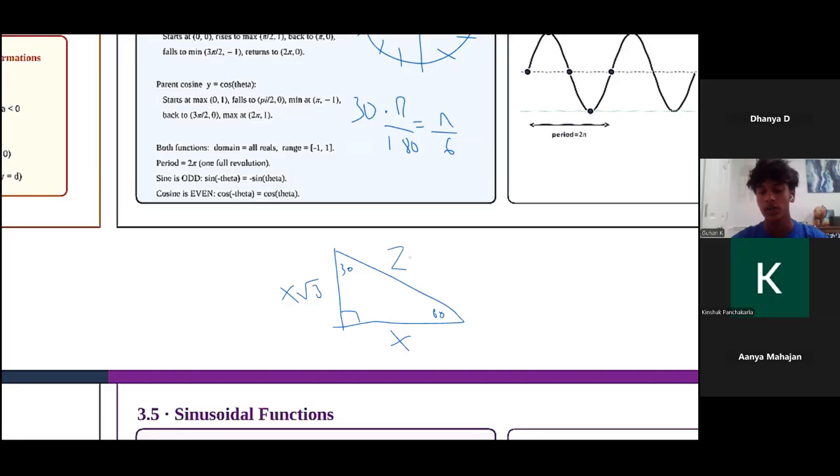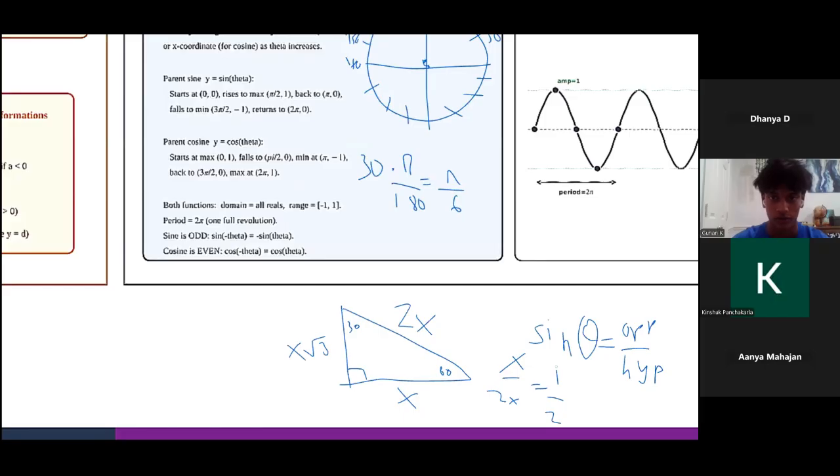This way we can clearly see that the sine of an angle theta equals opposite over hypotenuse. Here, the opposite of 30 is x, and the hypotenuse is 2x. So x over 2x equals 1/2. Therefore, sine 30 is 1/2. And that's right, it is 1/2 on the unit circle as well.